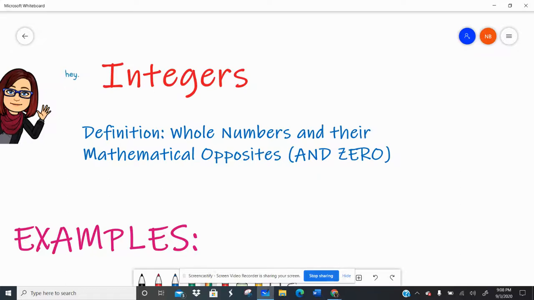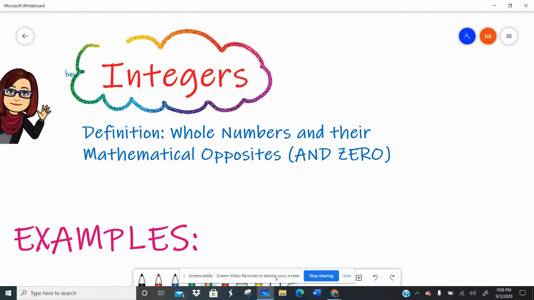My pre-algebra friends, we're going to dive a little deeper into the topic of integers. So we're going to go over integers, absolute value, and then comparing and ordering integers. But first, let's start with the main word, integers.